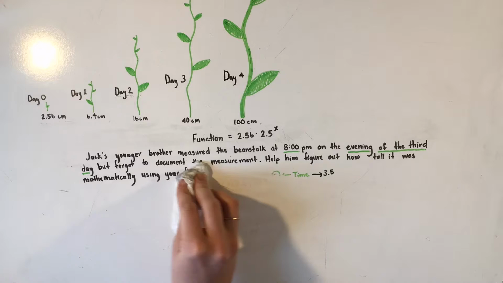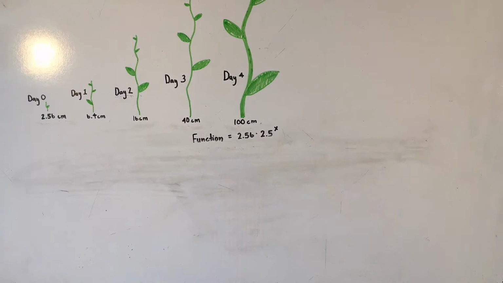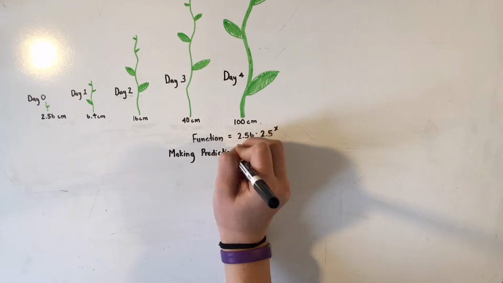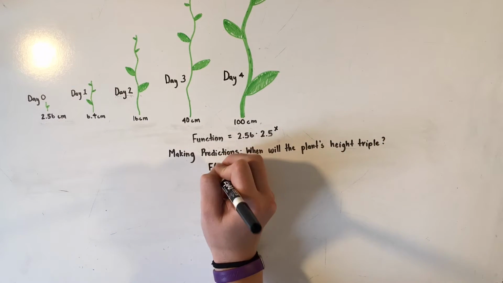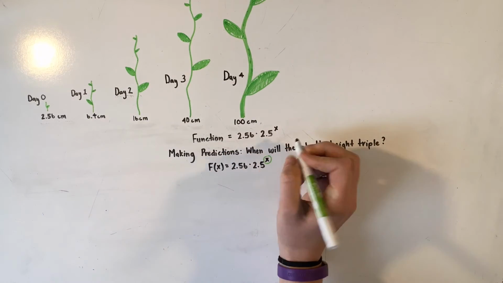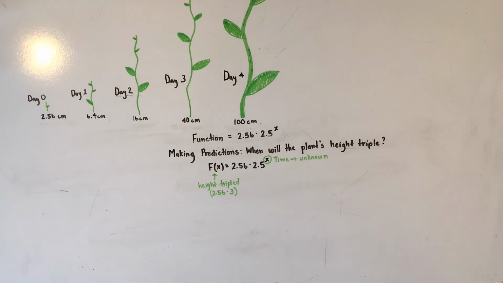Let's try a problem now where we're solving for time. This will involve logarithms. Using our function, let's figure out how long it will take for the height of the plant to triple. We know our initial value and the value that we're looking for, but we don't know how long it will take to get there. We're solving for x.